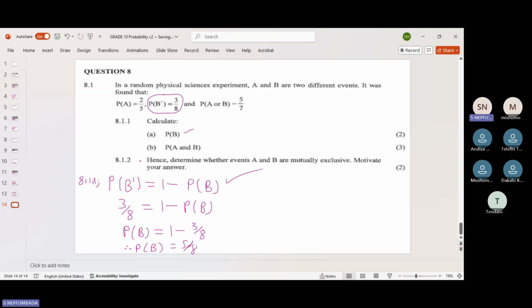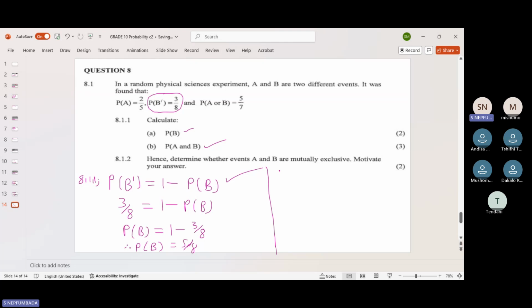Now they say find the probability of A and B. Now you know the probability of B, you know the probability of A, you know the probability of A or B. So we have to go for a formula. Are we good? Should I go to the next slide or should I write it here?